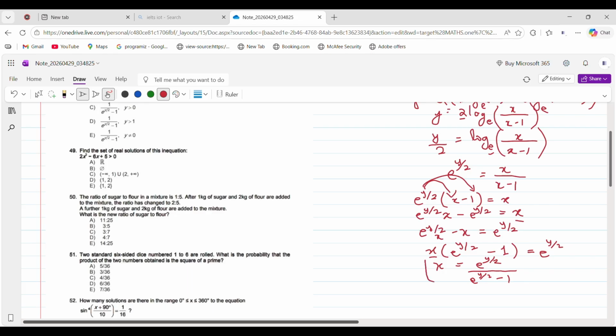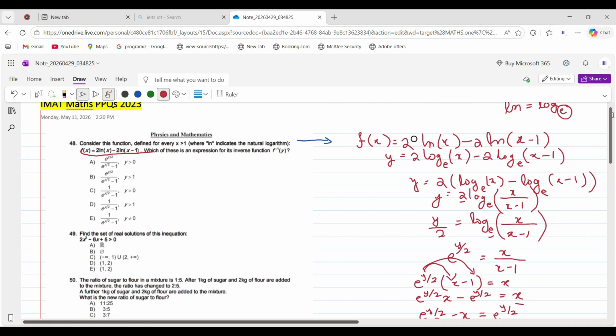Basically this is the inverse function we have found. So if we see our options now, wait for a moment. e^(y/2) upon e^(y/2) minus 1, e^(y/2), e^(y/2). The next three options are different, their inverses are different, but in the first two options the inverses are the same as the inverse we have gotten. Now basically come the two factors, whether our y would be greater than 0 or whether our y would be greater than 1. Now we have to find that.